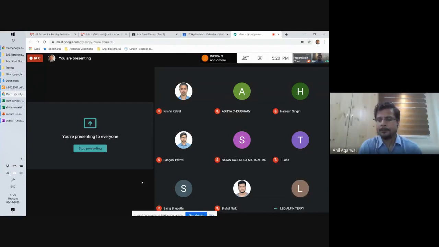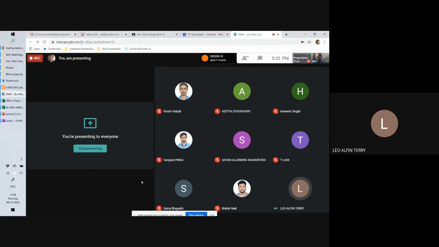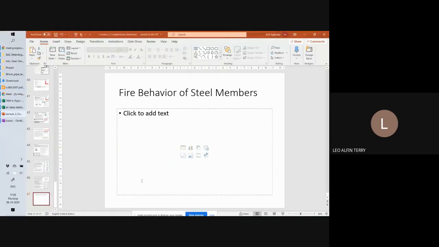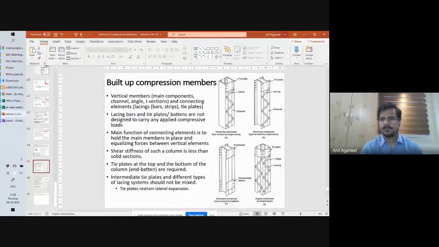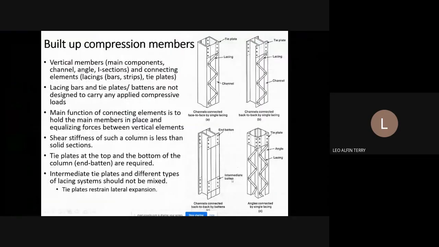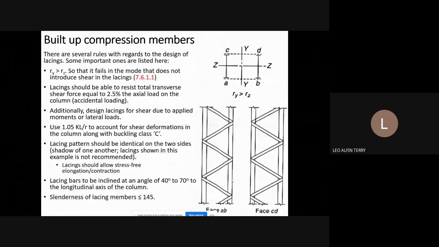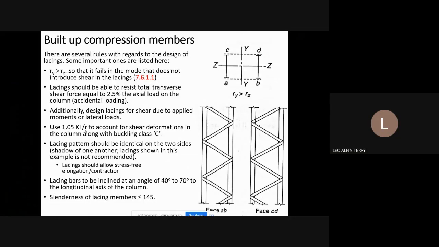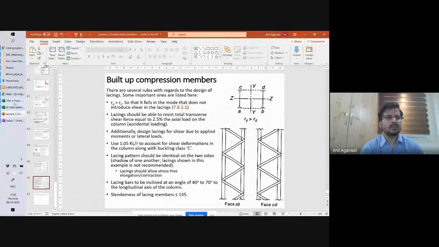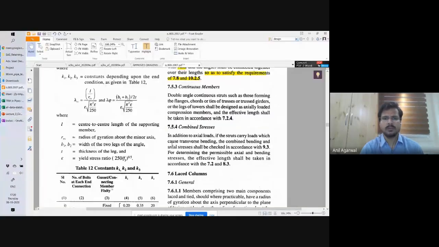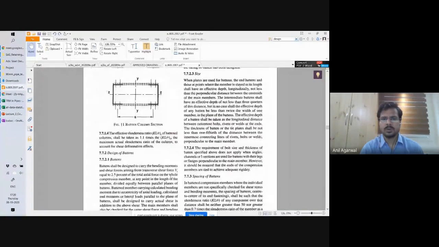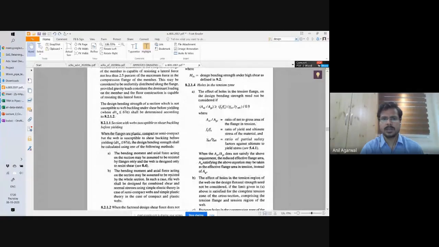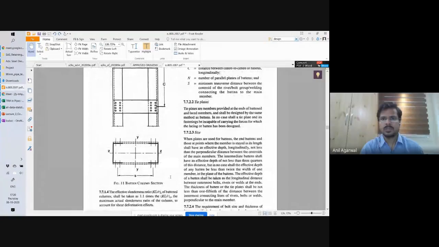Yeah, Leo. In the batten column, instead of lacing, they're using battens now. And in that, there's something 1.1 KL. So 1.1, instead of in lacing it is 1.05. Is that 1.1 also accounting for shear? Actually, correct. I have not copied everything from the code. There are a large number of provisions. Even I cannot remember all individual guidelines. Let me check.